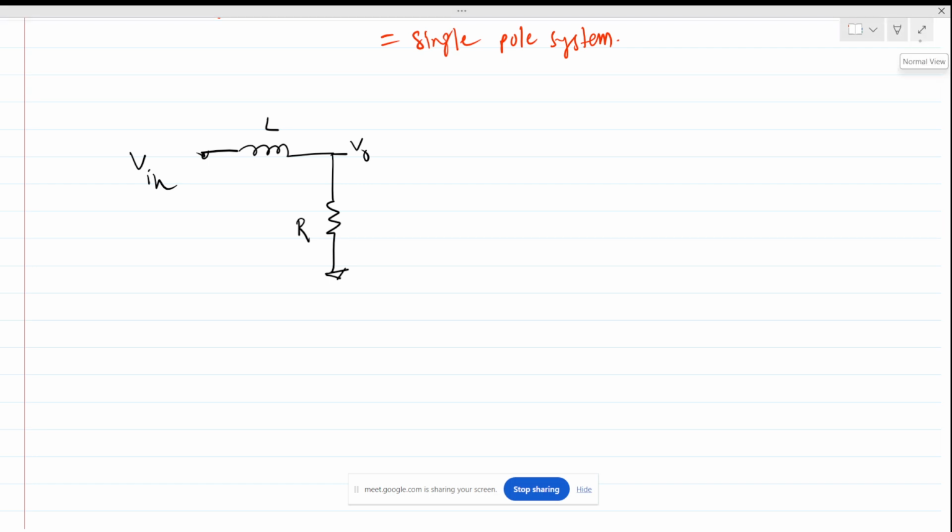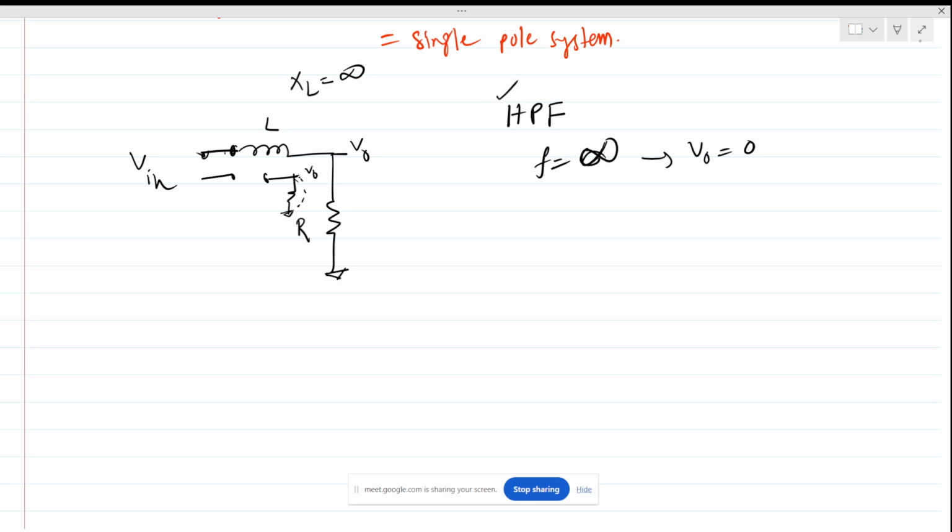I guess high pass filter. You are saying high pass filter. Okay, let us check. At a high frequency, what will be the inductive impedance? This will be infinite, right? j omega L, infinite means this is an open circuit. Then what will be our V out? V out will be 0, right, at high frequency. So is this statement true?